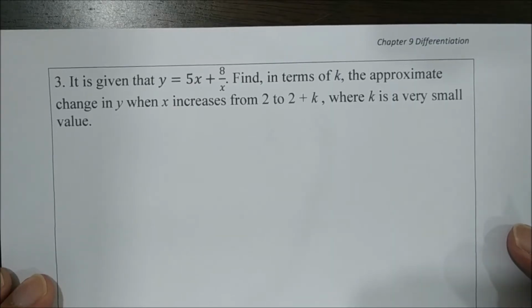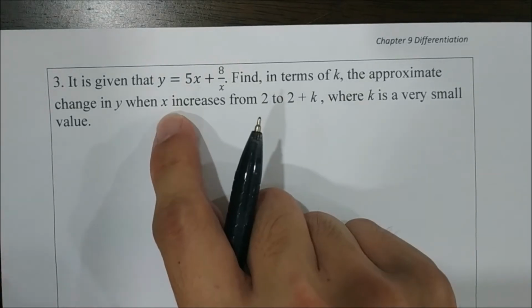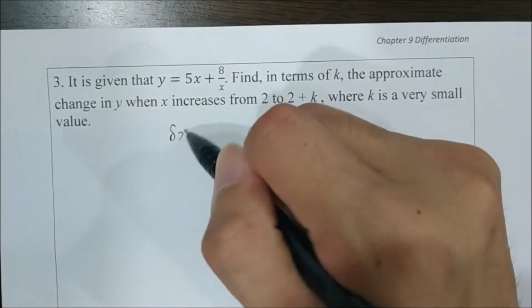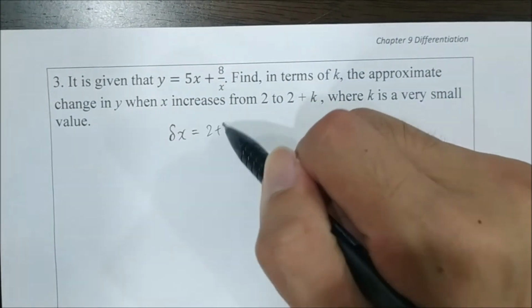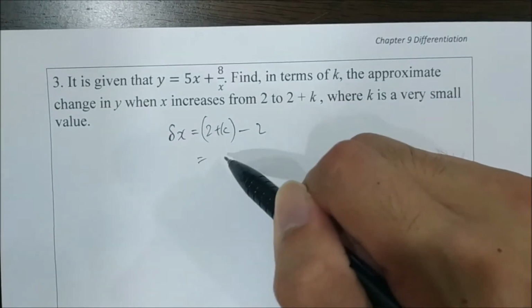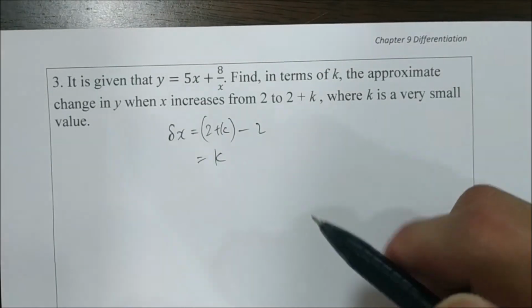Question number 3. It is given that y equals 5x plus 8 over x. Find in terms of k the approximate change in y when x increases from 2 to 2 plus k, where k is a very small value. So x increases from 2 to 2 plus k. Of course, this means the change in x is 2 plus k minus 2, so you get k.